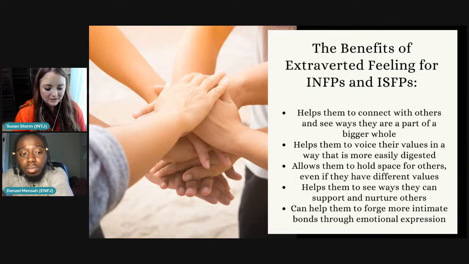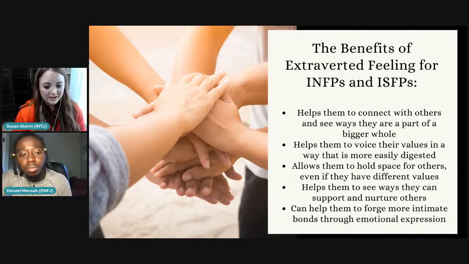So INFPs and ISFPs can actually keep their feelings very close to the chest. There are a lot of misrepresentations of INFPs and ISFPs online, that they're constantly emotionally expressing themselves and crying all the time, being really weepy and hypersensitive all the time about things. But often what happens with introverted feeling dominant types is they are very protective of their feelings, and they don't necessarily share them unless they've developed a certain amount of trust with someone, and they can actually seem very stoic and very hard to read.